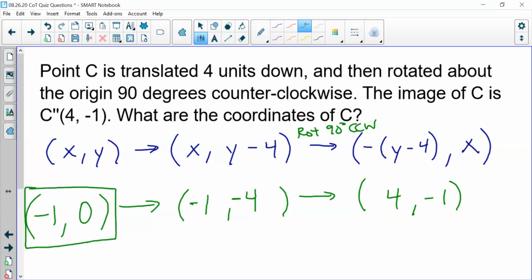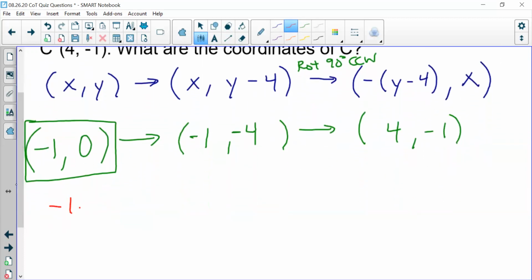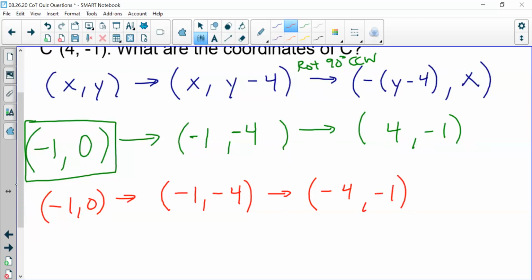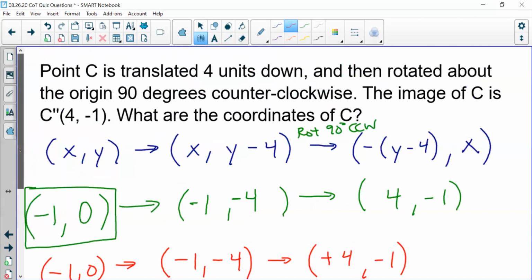Now, when you're going backwards, like we are in this problem, probably the most important thing to do at the end is double check your answer and make sure everything makes sense. So if we started at (negative 1, 0) and we translated this down 4, we would end up with (negative 1, negative 4). Then our rotation of 90 degrees counterclockwise switches x and y, but your y value changes signs to make that a positive 4, negative 1. And that's exactly where we were supposed to end up.